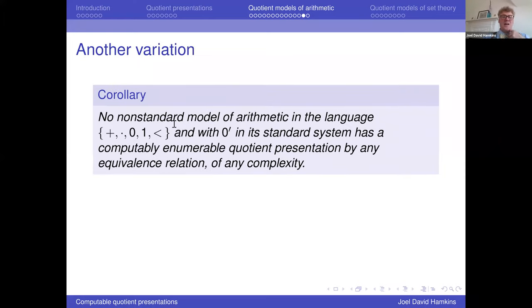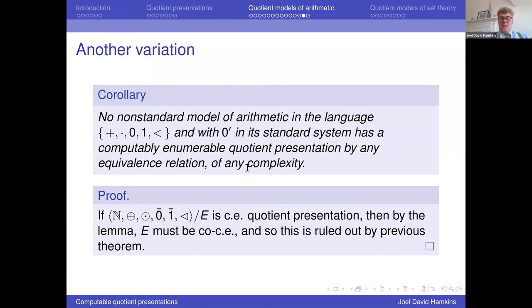So what we really proved is that no non-standard model of arithmetic, oh, we don't need less than here. Let's see. Oh, this is computably enumerable. I'm sorry, a computably enumerable quotient presentation. So the relation less than is CE by a relation of any complexity. And the reason is that if this is CE and we take the quotient, then E has to be co-CE, but then we already ruled out that case when zero jump is in the standard system.